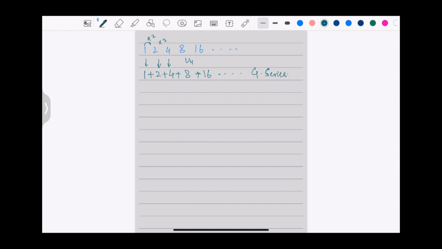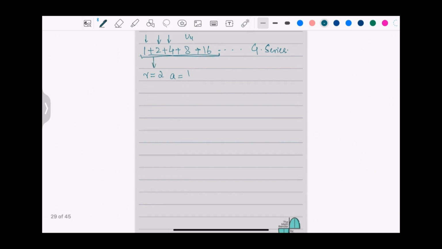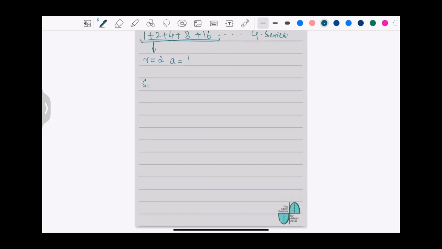And in order to find the sum of the geometric series, what matters is the ratio. So let's say in this progression I can see that the ratio r is equal to 2, and the first term is equal to 1. So r is greater than 1, the sum of the progression becomes Sn is equal to a times r to the power n minus 1 over r minus 1.